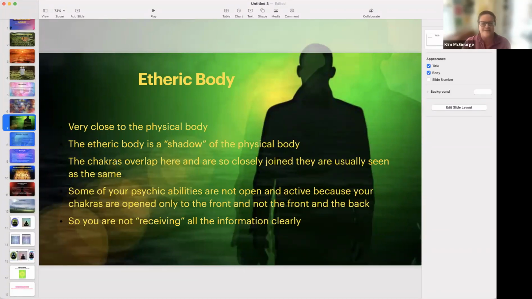But I love this. Some of your psychic abilities, everybody's always like, how do I open this ability? How do I open that ability? This is where you're going to want to work if you want to open your psychic abilities at the base level, because a lot of your chakras, the way the energy fields are wired and the way the physical avatars are wired, are only open to the front. And some of your chakras aren't even all the way open on the front. So in order to be a receiver of all time, all space, accurate information, it's the quality of your radio.